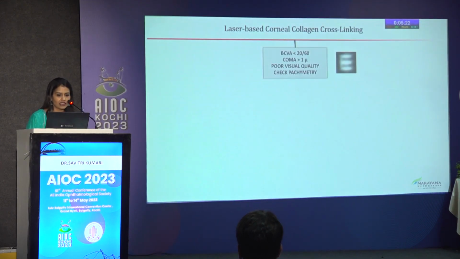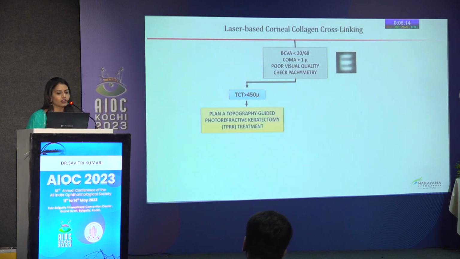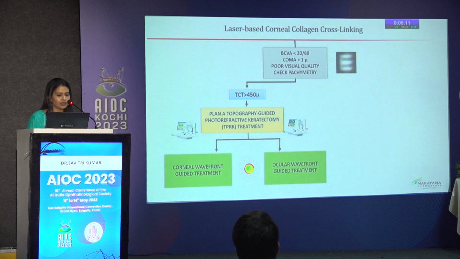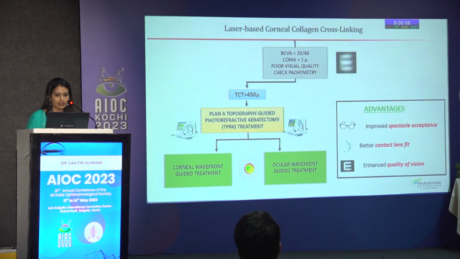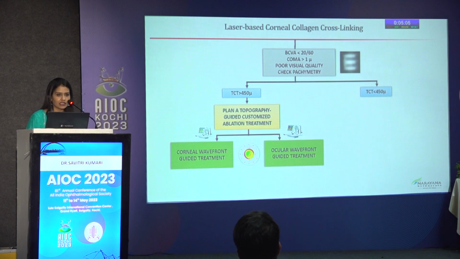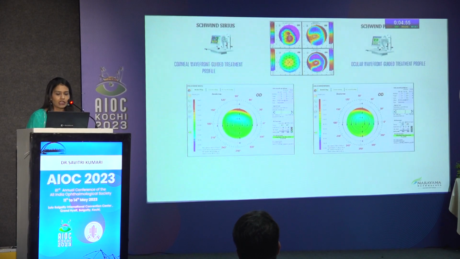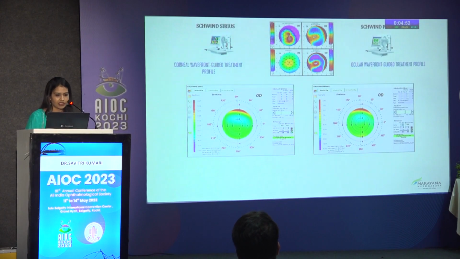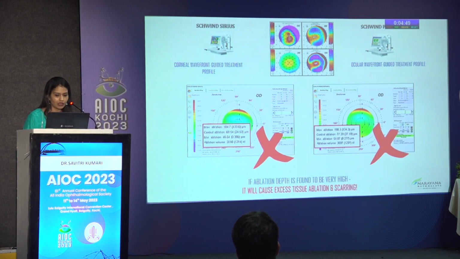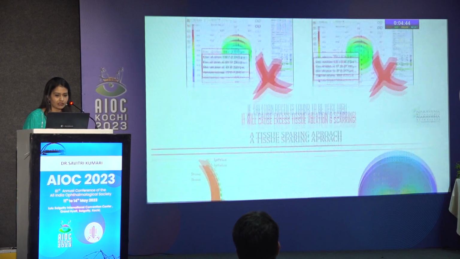Any patient having less vision and having a coma value of more than 1 micron is checked for the thinnest corneal thickness. If it is more than 450 microns, we can go ahead and plan a topography guided PRK treatment, which can be corneal or ocular wavefront guided. On the other hand, what if the TCT is less than 450 microns? What if the theoretical mean corneal thickness after ablation goes below 400 microns, or if the maximum stromal ablation exceeds 40 microns? If we plan a corneal or ocular wavefront guided treatment in such kind of corneas, we would lead to ablating a deeper layer of the stroma, which will cause excessive scarring.